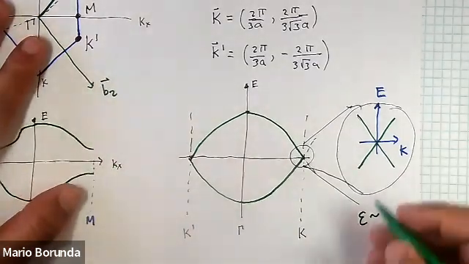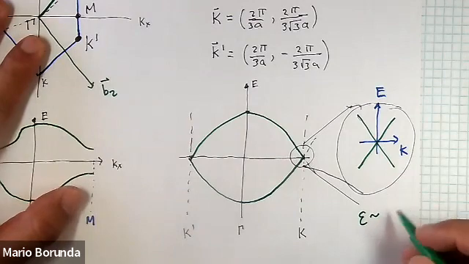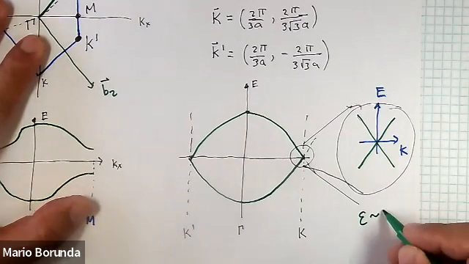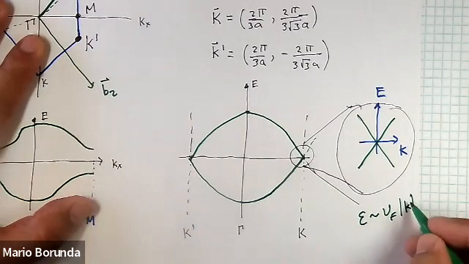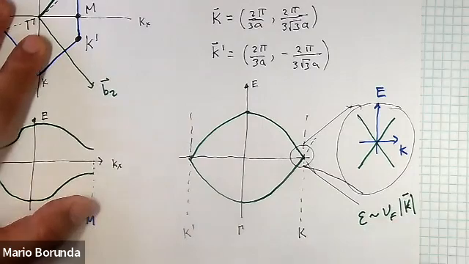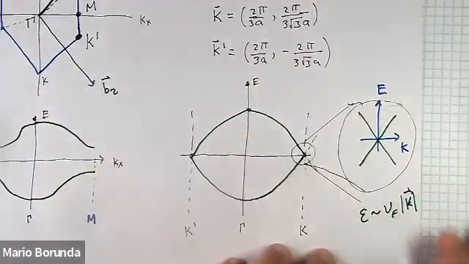And this is linear. And it turns out to be the Fermi velocity times the value here of the wave vector.